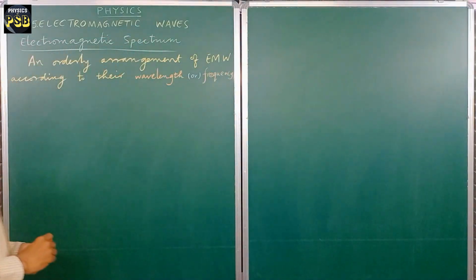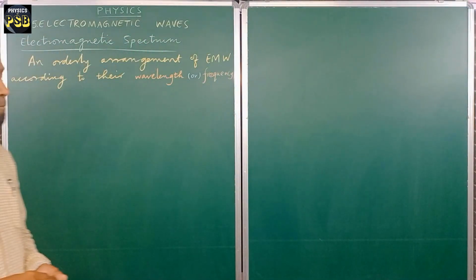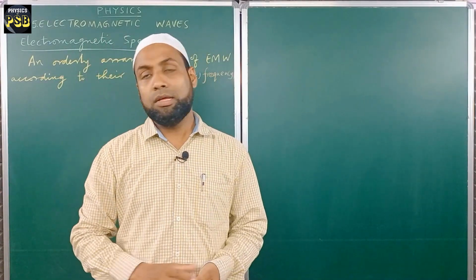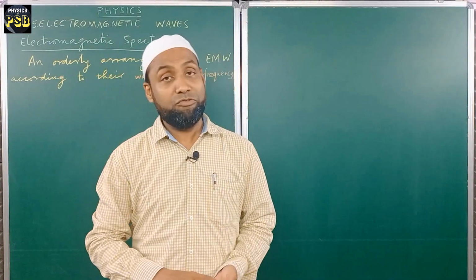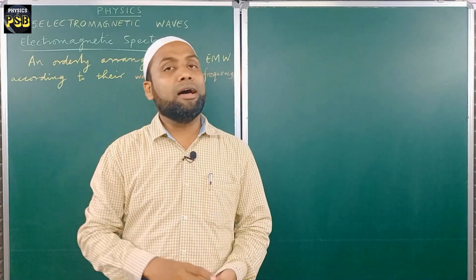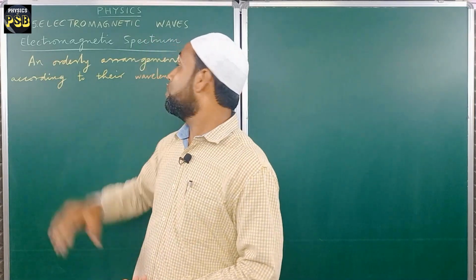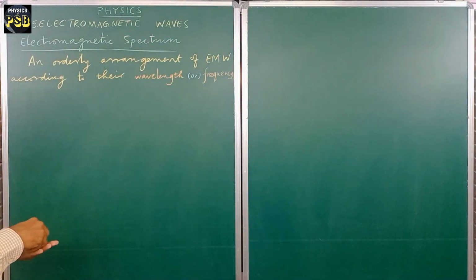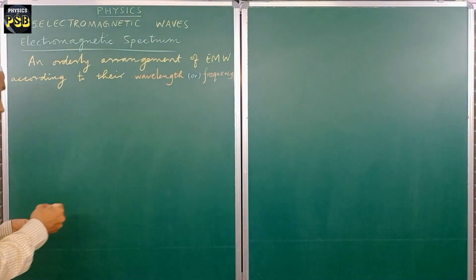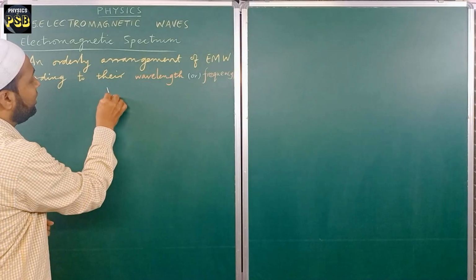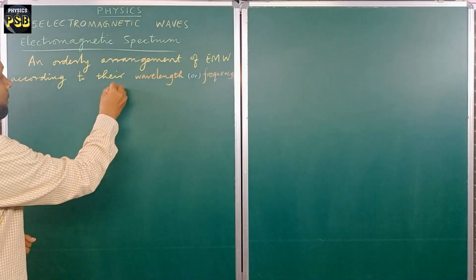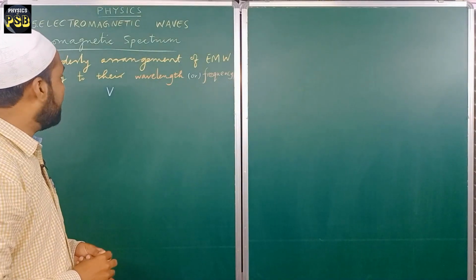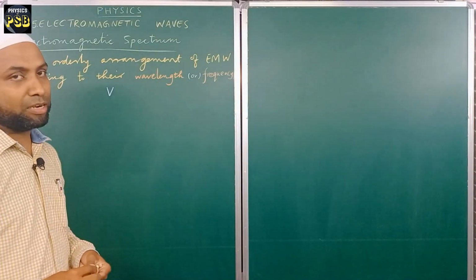Based on these two, electromagnetic waves are arranged in the electromagnetic spectrum. Now, before going ahead, let me tell you how to remember the arrangement of electromagnetic waves in the electromagnetic spectrum. For that we start with the letter V. Here V stands for visible light. It is a part of the electromagnetic spectrum.